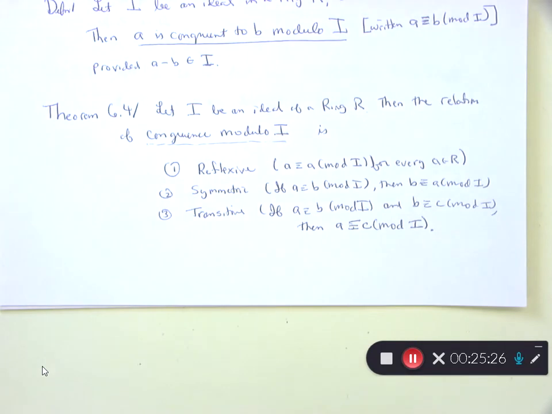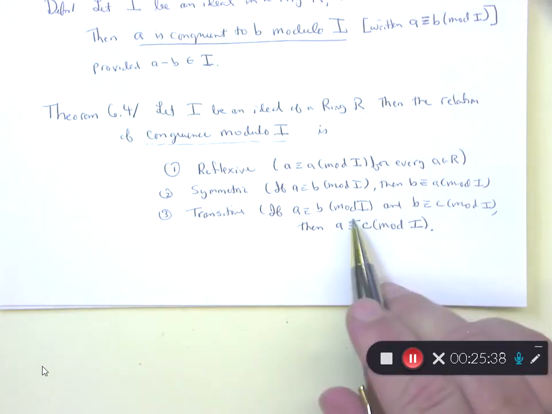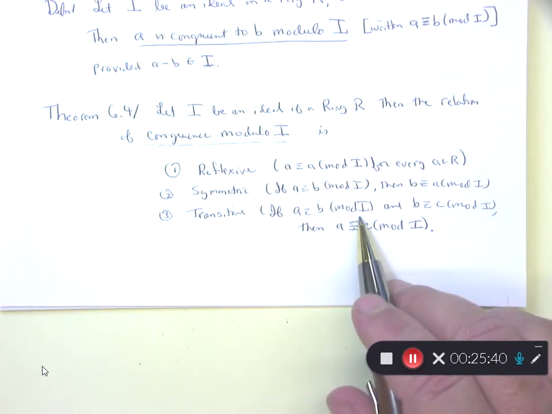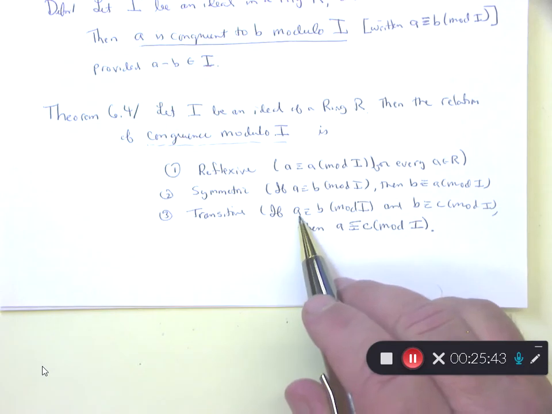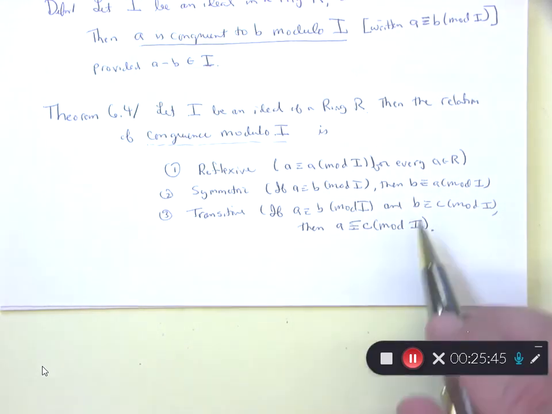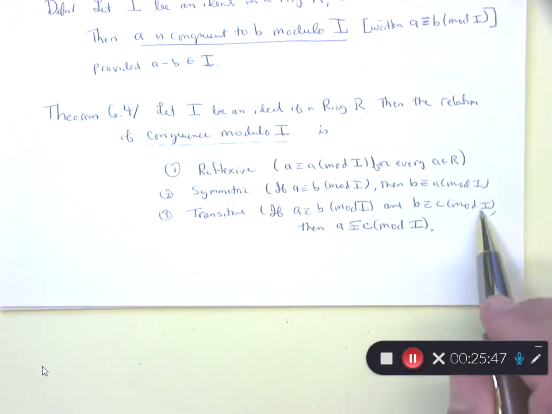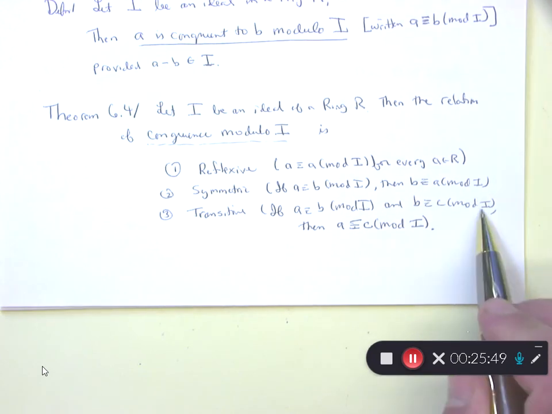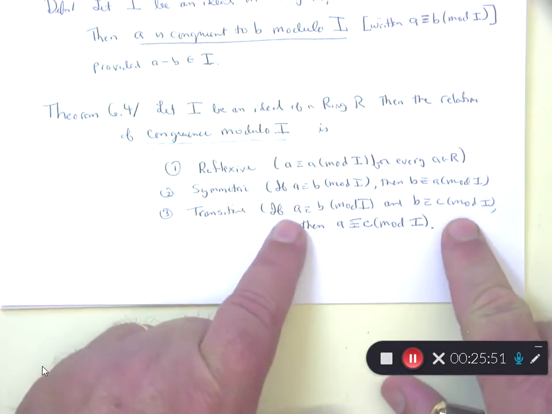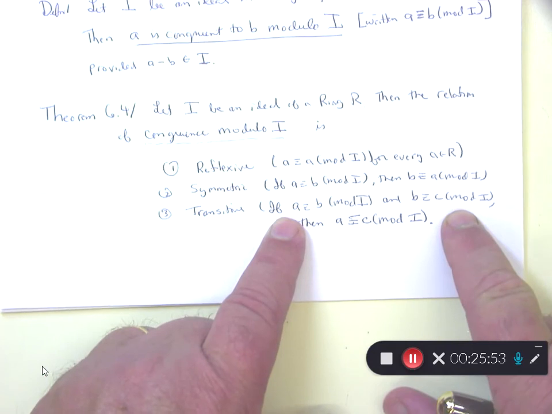Then, of course, the transitive property. If a is congruent to b mod I, and b is congruent to c mod I, then a has to be congruent to c mod I. Well, let's go through the definition. If a is congruent to b mod I, by definition, congruence modulo I means that a minus b is an element of I. If b is congruent to c mod I, that means b minus c is an element of I. So I've got two elements of I, a minus b and b minus c.